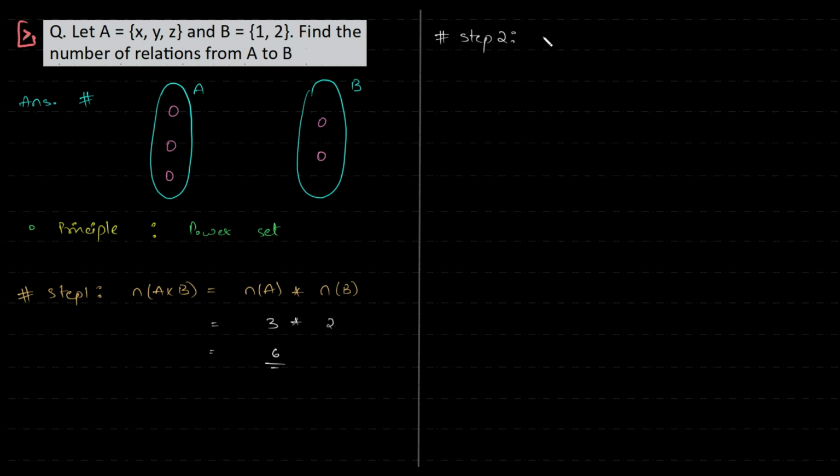This would be finding the possible number of relations from A to B, which is equal to 2 to the power of 6. So this is the whole funda. Understood? So basically there are 2, 4, 8, 16, 32, 64. 64 possibilities.